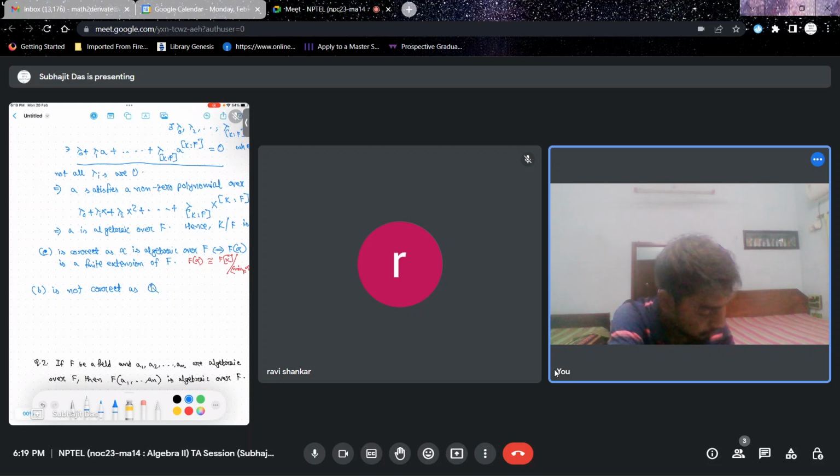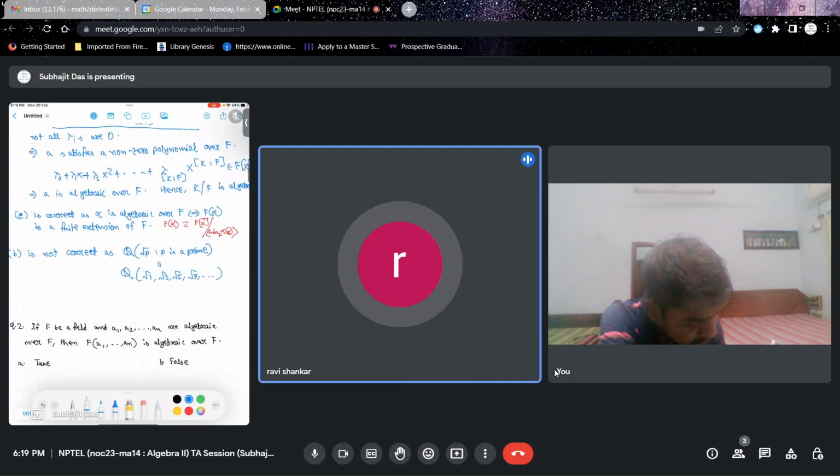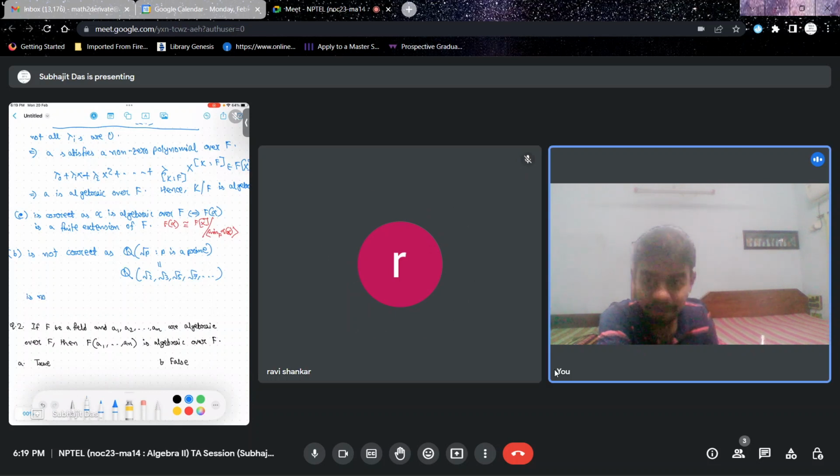So we consider an extension of Q. What is that? Q adjoined with square roots of primes, where p is a prime. That is, what I am taking is Q adjoined with root 2, root 3, root 5, root 7, and so on. They won't be in Q, but it needs to be checked that the extension is infinite. So it is not finite but certainly algebraic.